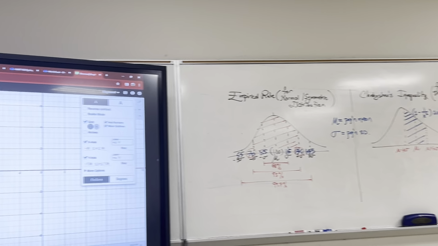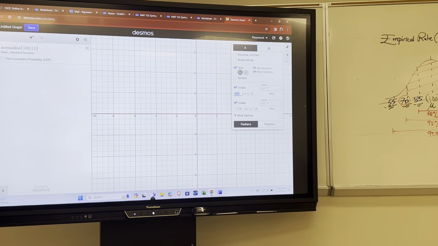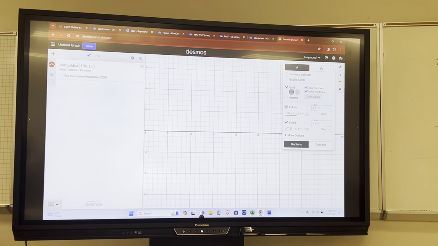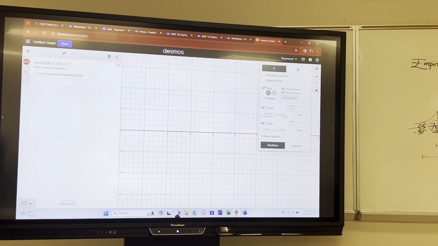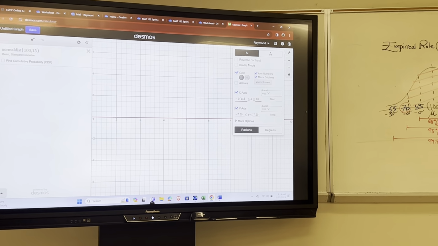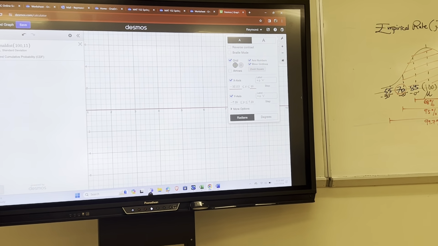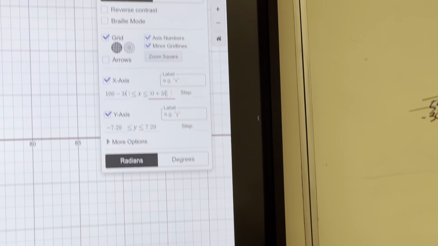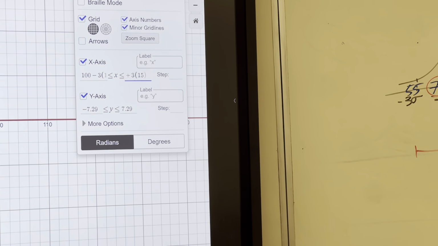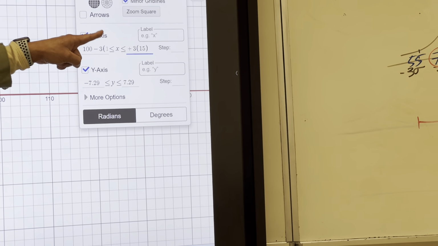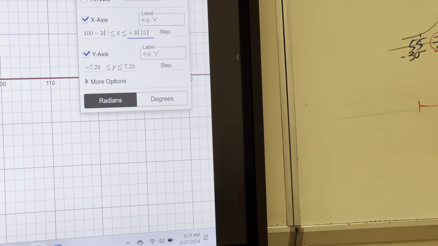So we can put in here the following. On the X minimum, what's the mean again? 100 minus 3 standard deviations below. That's the minimum, right? Okay. Or you can just plug in 55. On the max, what you're gonna put in here? The mean again, 100 plus 3 standard deviations above the mean. Or you can plug in 145, just to be specific with that.